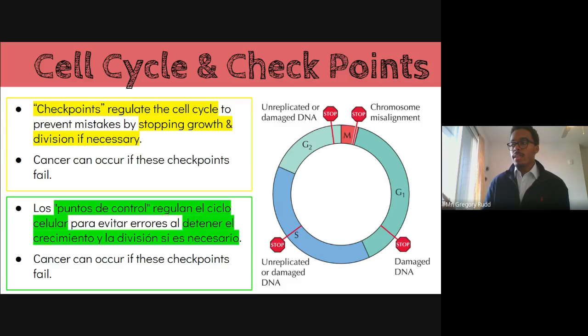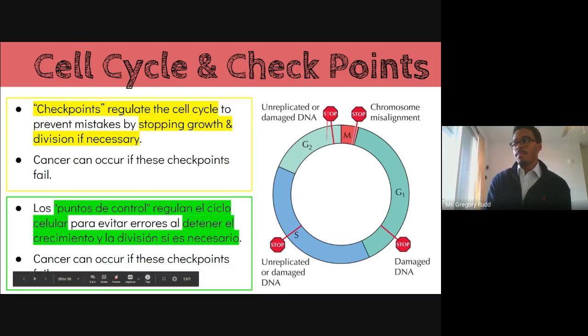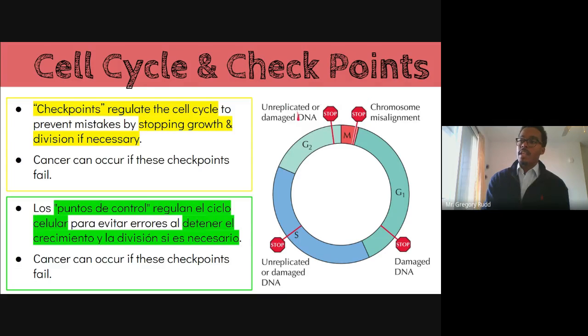If at any point one of these checkpoints is missed, or you end up arriving at the wrong answer to one of these questions, that can be pretty damaging for not just the cell, but for the entire organism. All right, so we need checkpoints to stop growth and division if necessary, and cancer can result if these checkpoints fail.